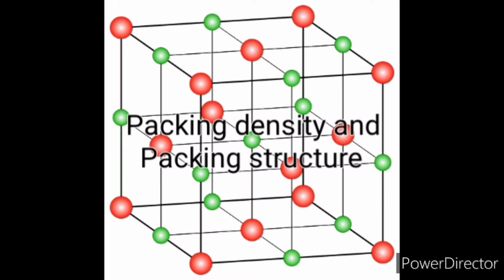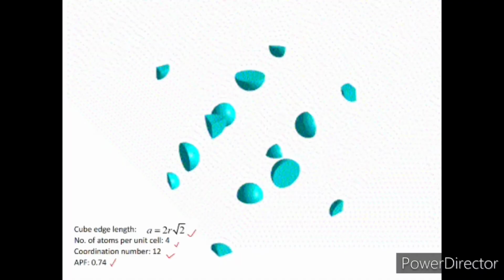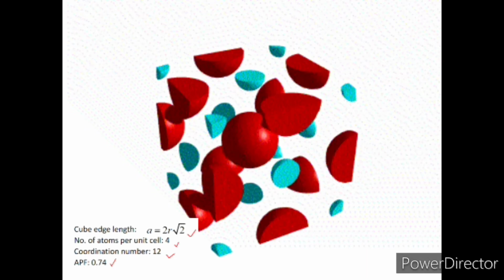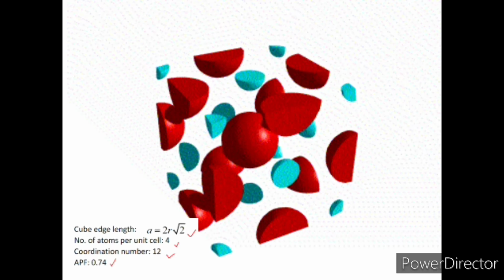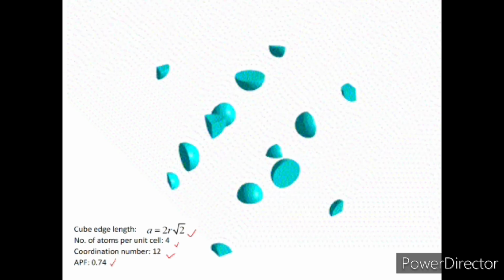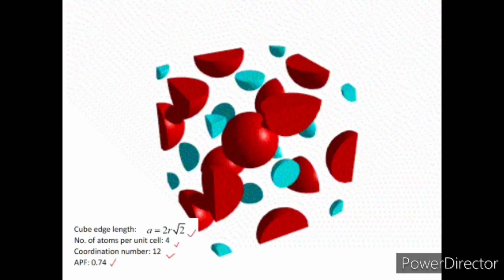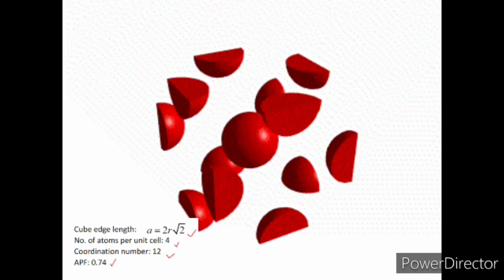Next up is packing density and packing structure. Packing density is the ratio of the volume of the atoms inside the unit cell to the volume of the whole unit cell. As you can see, these are the unit cell characteristics of a face-centered cubic structure. For its cube edge length, which is a, is equal to 2 times R times the square root of 2.